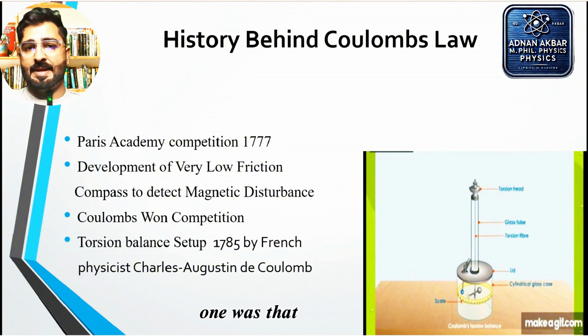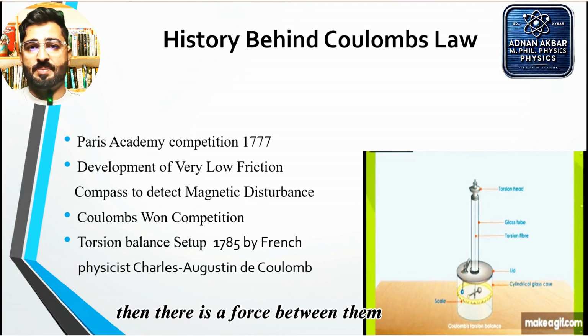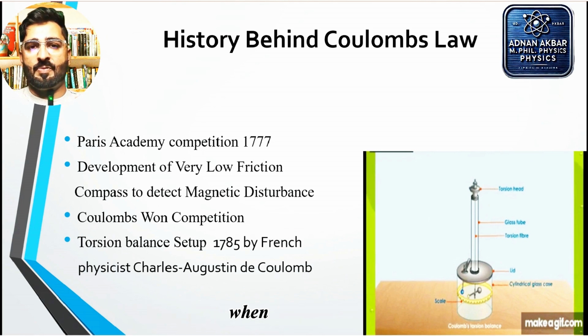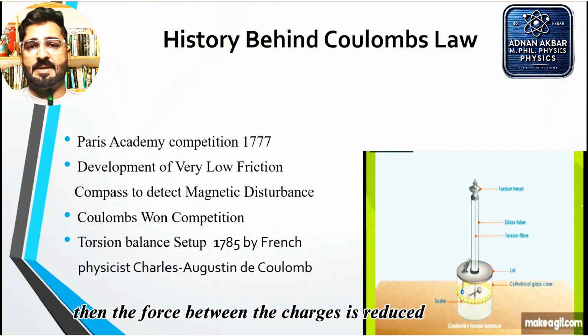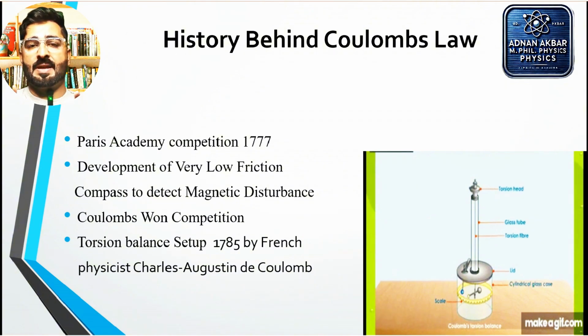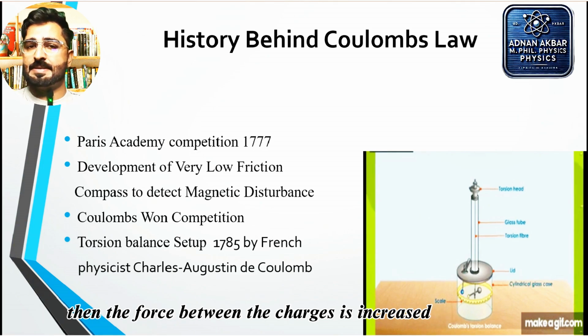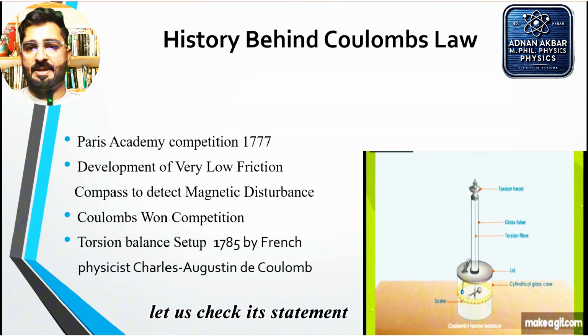One was that whenever two charges come close to each other, then there is a force between them that can be repulsive or attractive, depending on the type of charge. Secondly, he concluded that when we increase the distance between 2 point charges, then the force between the charges is reduced. And when the distance is reduced between the charges, then the force between the charges is increased. And on the basis of these 2 points, he stated his Coulomb's law. Let us check its statement.